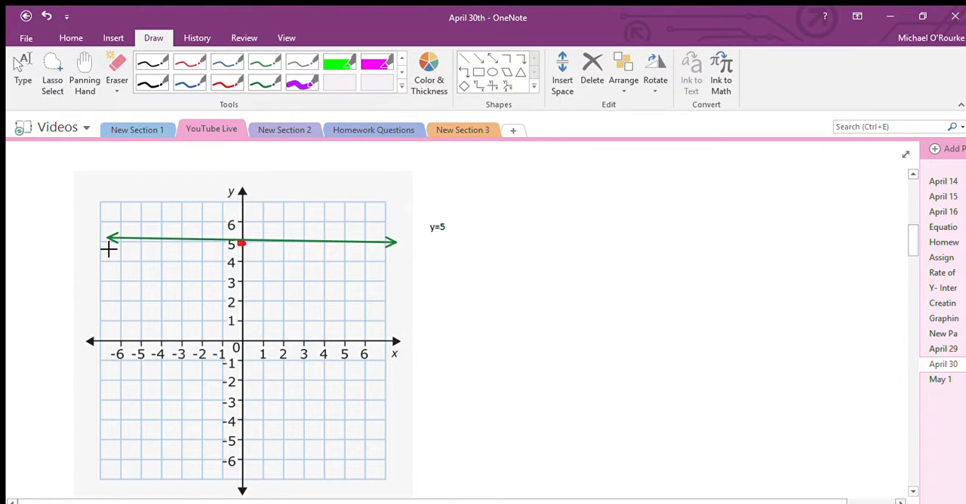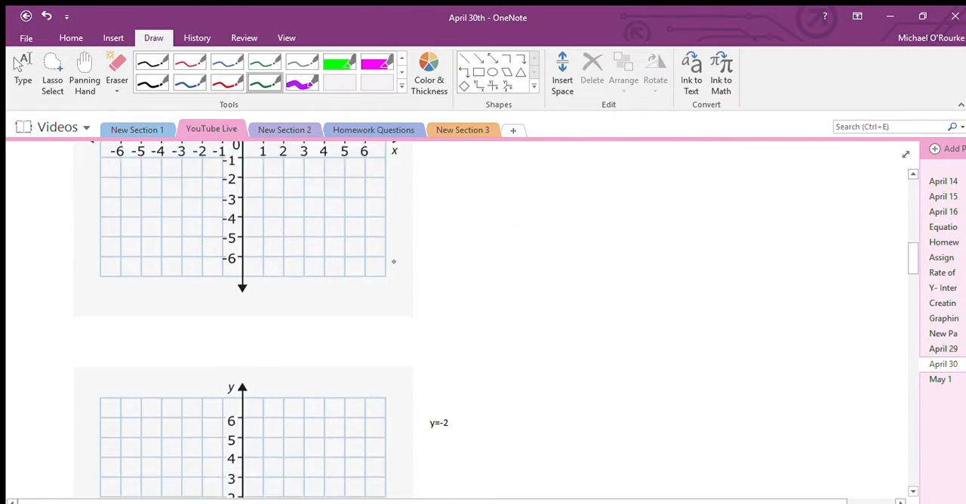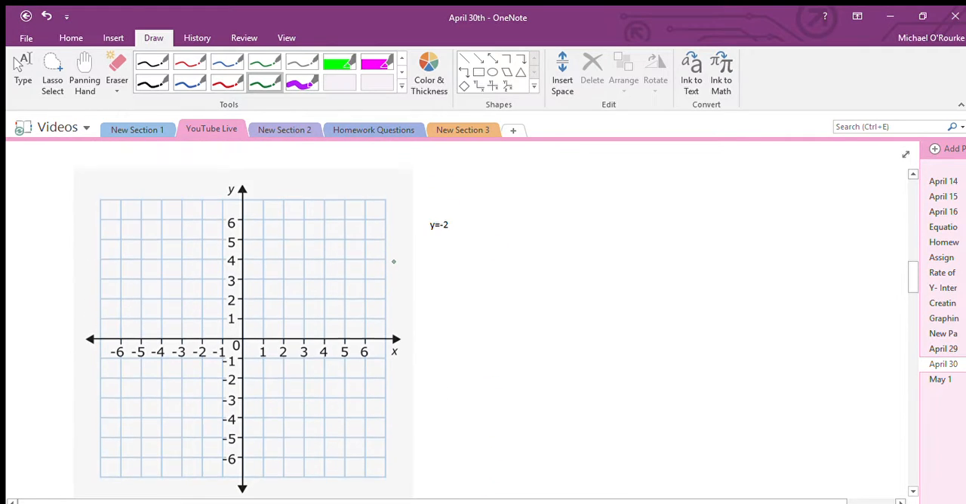Because we know that no matter where we go, we're going to pretend that's a perfect horizontal line. Okay, y is always 5. So all the way across here is 5. So let's do this one.